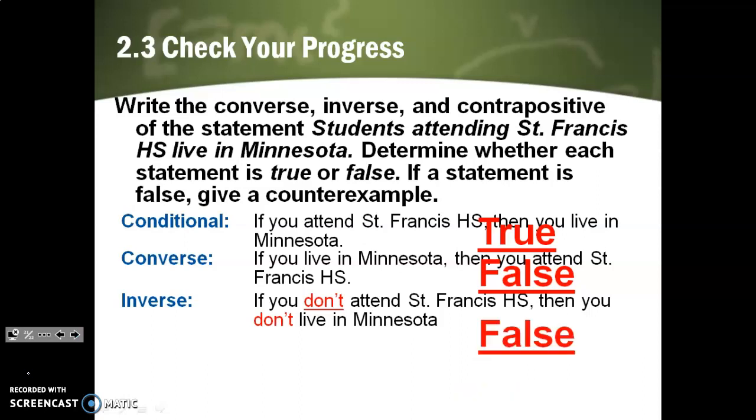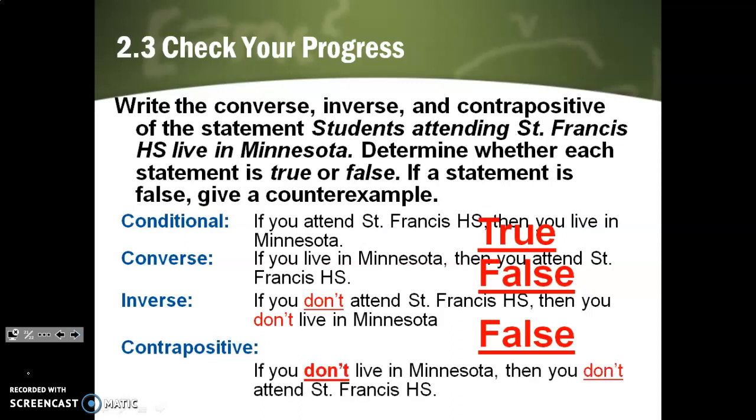And the contrapositive, if you do not live in Minnesota, then you do not attend St. Francis High School. Well, that would be true because you're not going to travel all the way from South Dakota to come to St. Francis High School on a daily basis. So you could live here during the week at least, and that's living here.